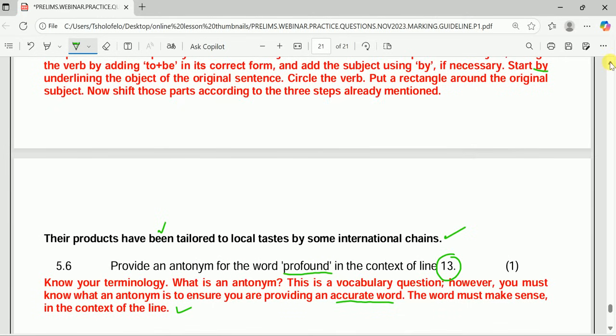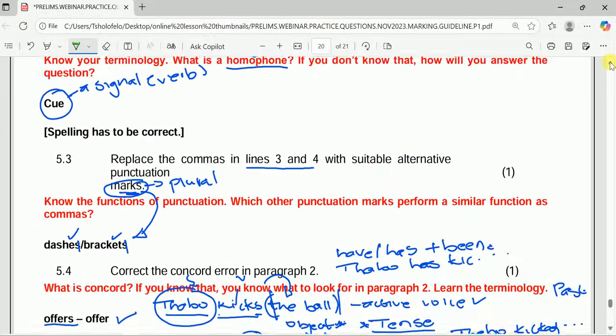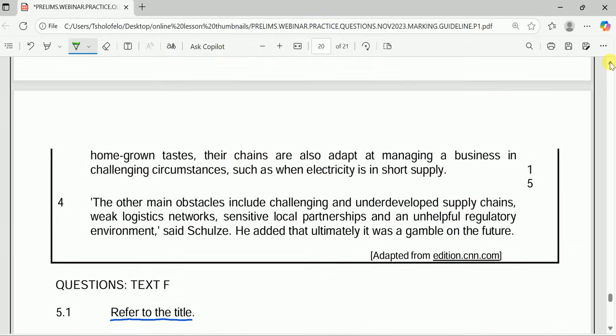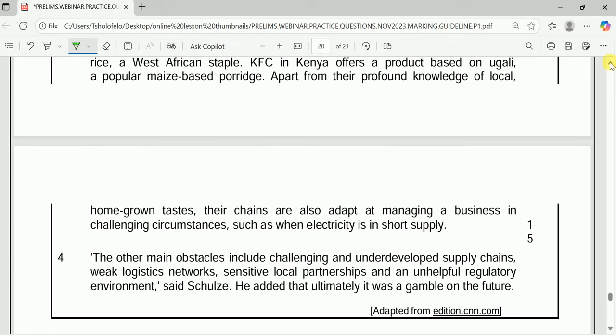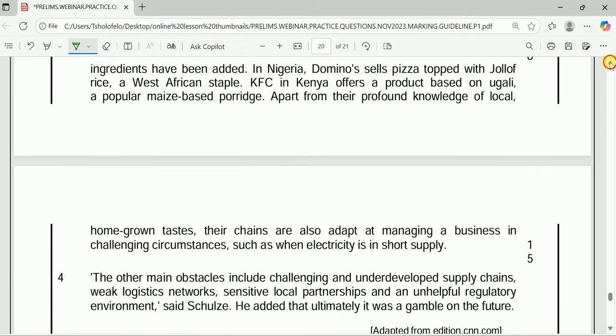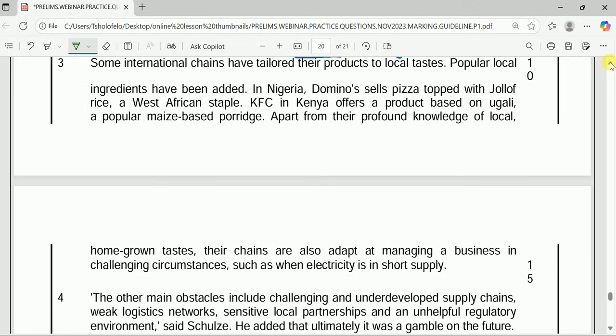Okay, the word "profound." Seems like I'm struggling to see where the word "profound" is. I'll locate the word quickly. Ingredients have been added in Nigeria. Domino's pizza topped with jollof rice, a West African staple. KFC in Kenya offers products based on garlic, popular maize porridge. Apart from the... here we are.